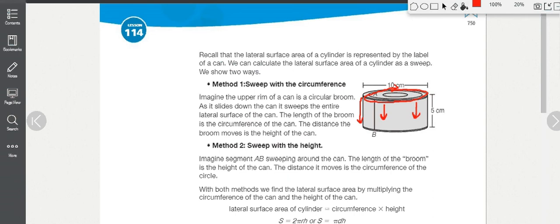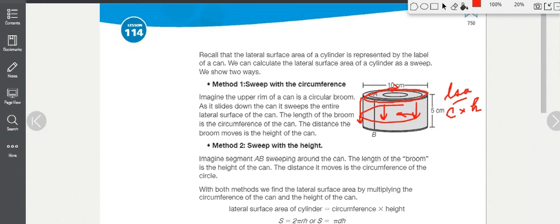It helps us understand why LSA is circumference times height. But I don't know if that's easy to follow, and I think we already know that. The perimeter of the base times the height is lateral surface area, right? It's everything around the rolling edge.